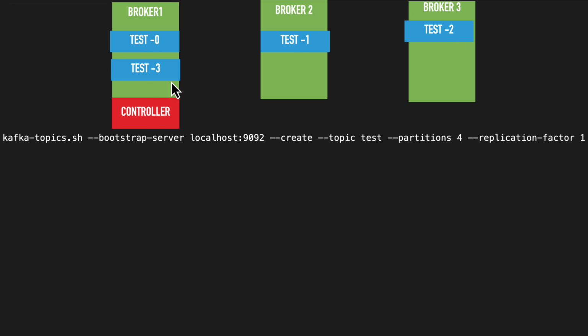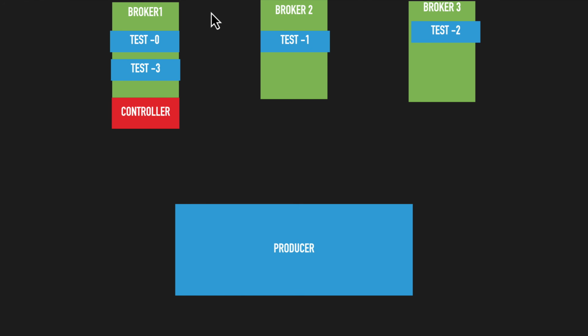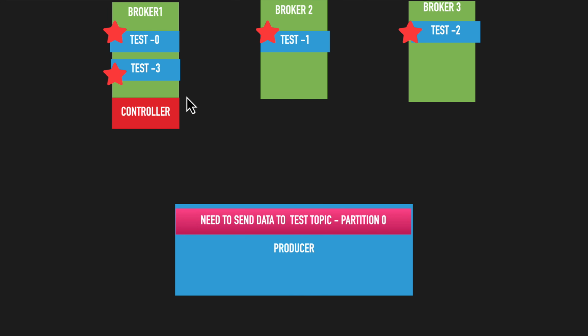Now the next thing, what if I want to have a producer that needs to send data to the topic test partition 0? Now how will that happen? Let's just check this out. Right now imagine we have a producer that needs to send data to topic test partition 0.